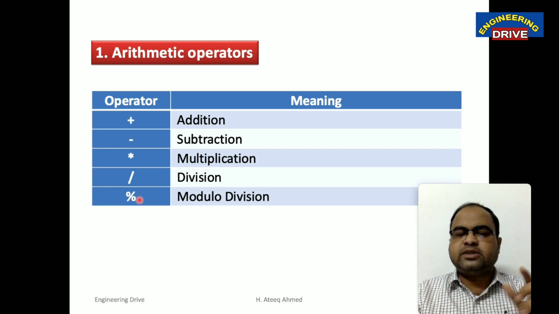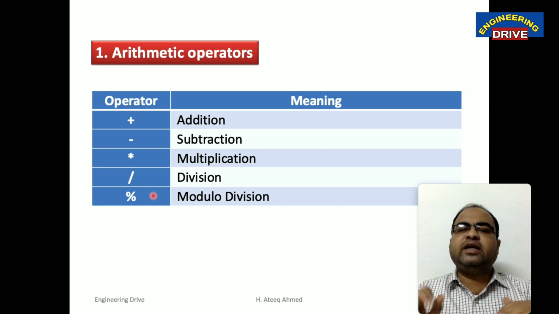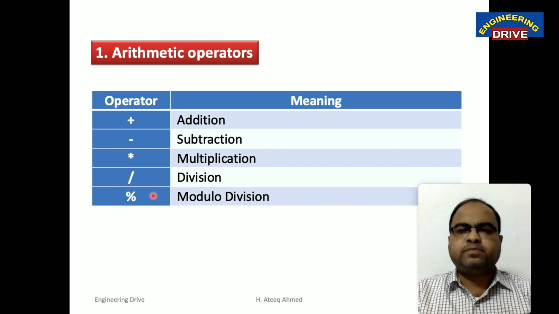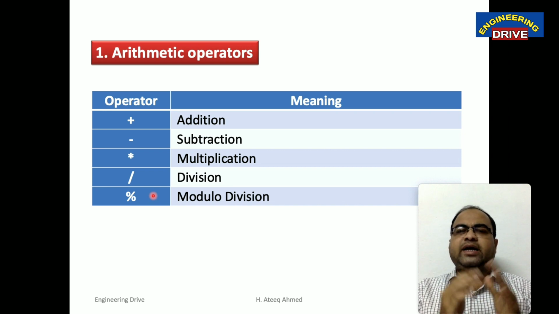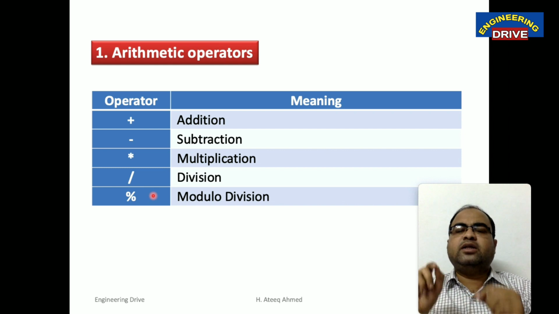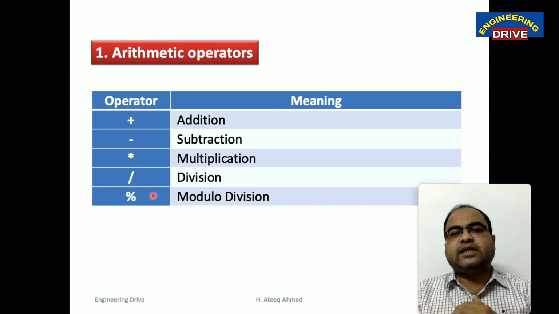So dear students, the working of division and the mod operator is similar, but they will produce different results. What is that result, you know? Suppose you divide A with B, A / B, then you will get the quotient as the answer.